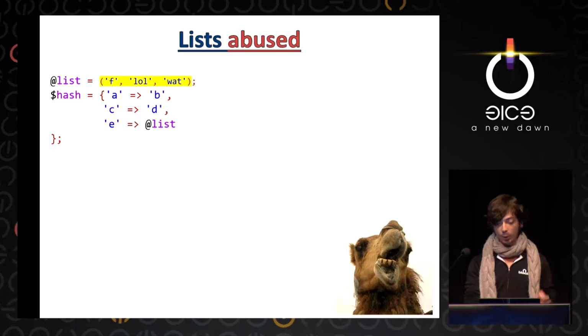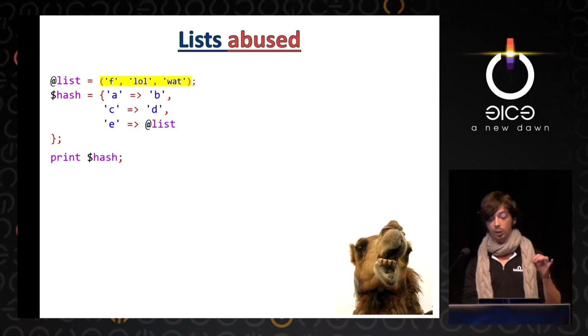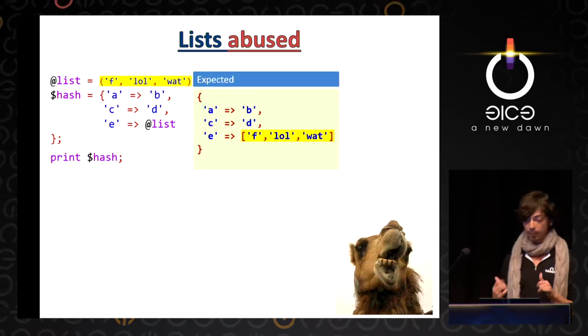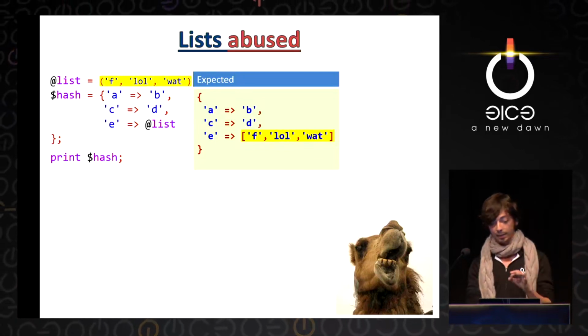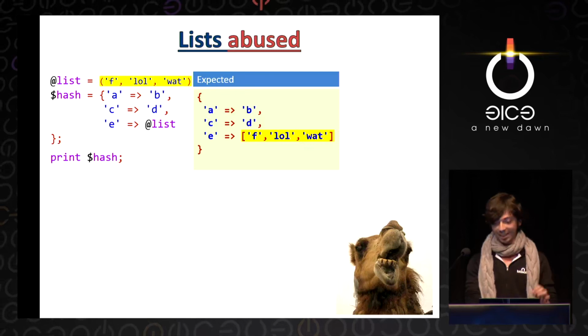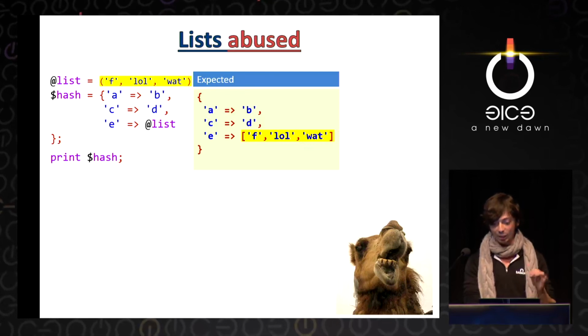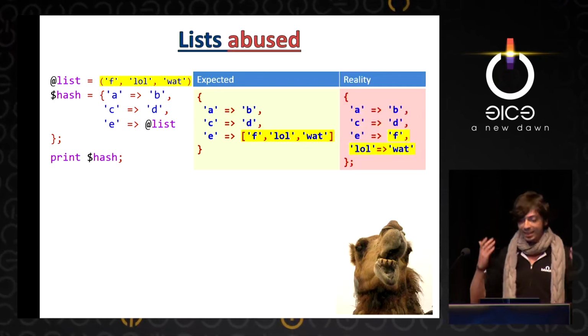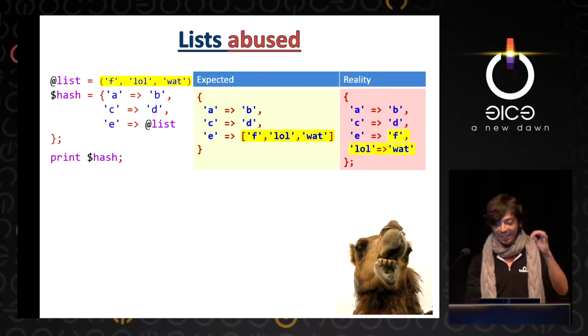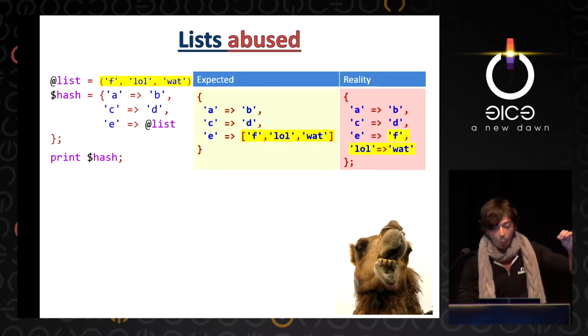So, let's start abusing lists. Let's create a list and a hash. As you can see, the value of the key E is the list we've created. If we print the hash, we'll expect something like this to happen, where the key E is assigned the array we've created. But, in reality, the hash actually looks like this, with the second element used as a key named lol, and the third element as a value assigned. What?